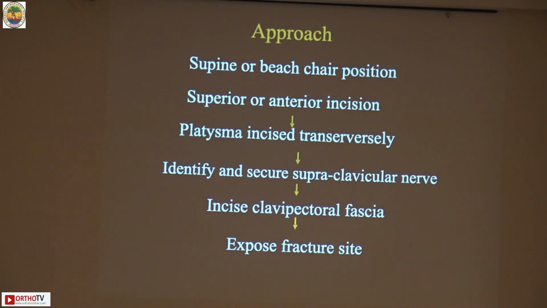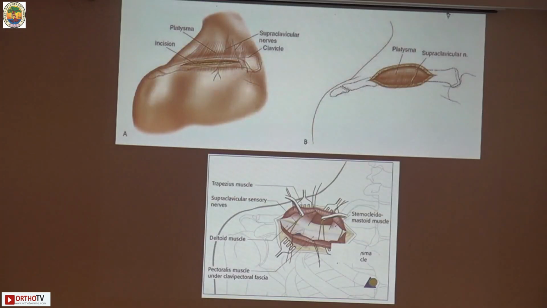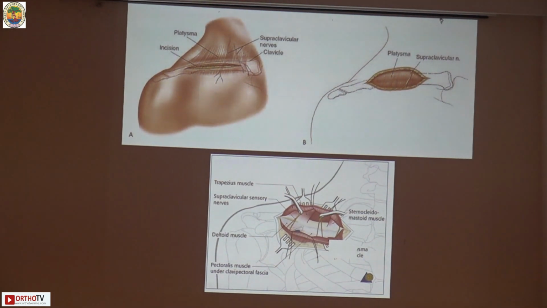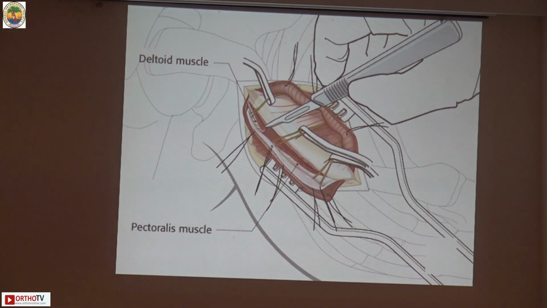Approaches: superior, supine or in beach chair, an oblique anterior approach or superior approach depending on the surgeon's preference. An oblique 8 to 10 centimeter incision is made inferior or superior to the clavicle, centering over the fracture. Plating can be done through smaller incisions without opening the fracture site. We dissect transversely, identify and tag the platysma, identify and secure the supraclavicular nerves, incise the clavipectoral fascia and expose the fracture.